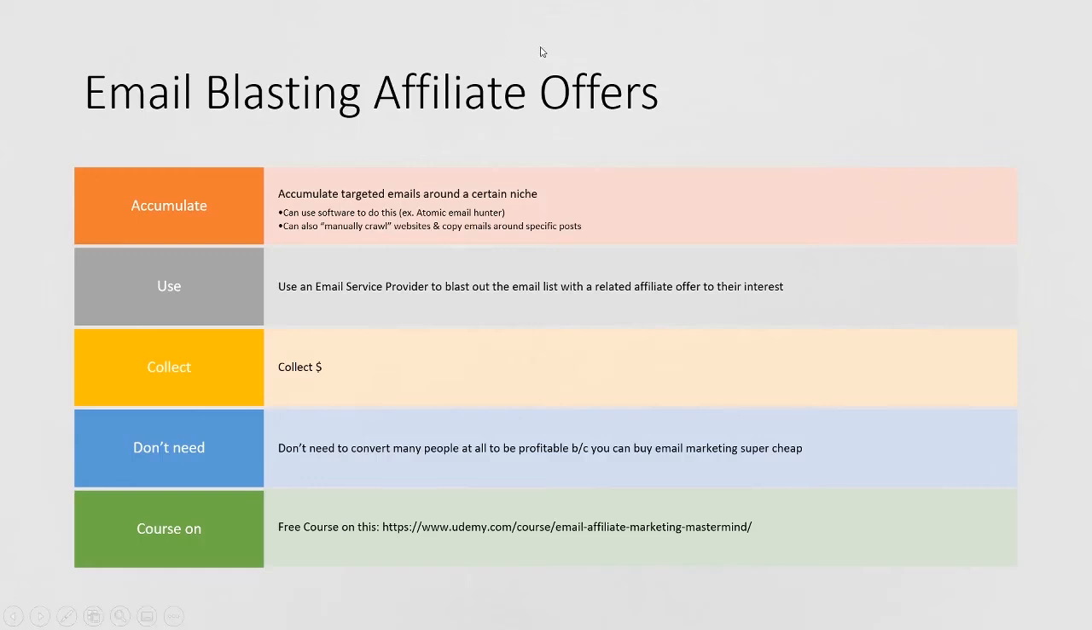So with this, to put it simply, all you're going to do is accumulate targeted emails around a certain niche. You can use software to do this, and this is how I used to do it. I used to use Atomic Email Hunter. That was the software I used, but there are other ones out there.